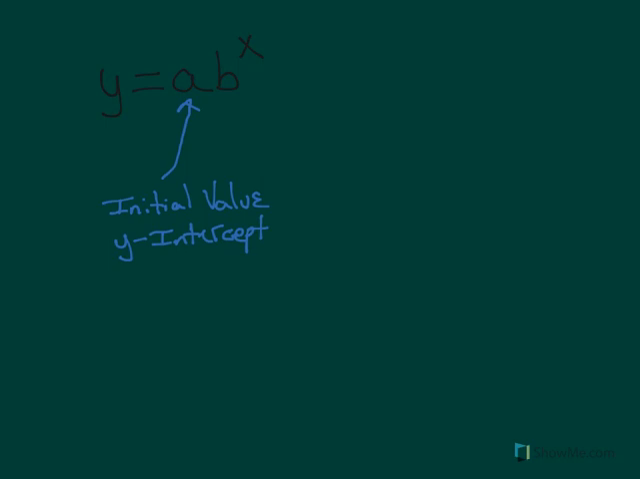And the reason for that, if we think about when we're on the y-axis, your x value is going to be 0. So if your x value is 0, you would end up with y equals a times b to the 0 power, and we learned that anything to the 0 power is 1. So your y value would just be whatever a is when x is 0. So that would get you your initial start value, whatever that a value is.